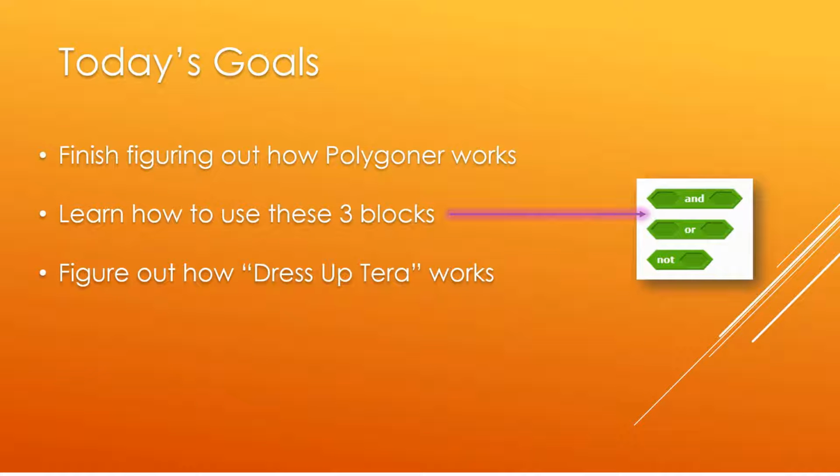Today's goals, we only have 3. The first one is to finish figuring out how Polygoner works. As I said, in the video version we did complete it, but we will go over it again briefly in this video. We're also going to learn how to use the AND block, the OR block, and the NOT block. And then we are going to go over how Up Tera works, which was one of the programs we gave to you in lesson 10 to try and test how much you've learnt in the course so far.